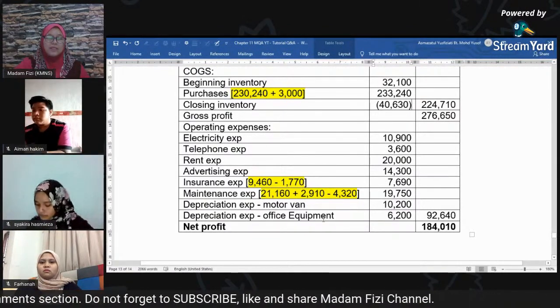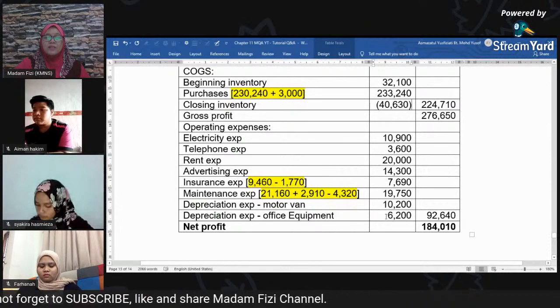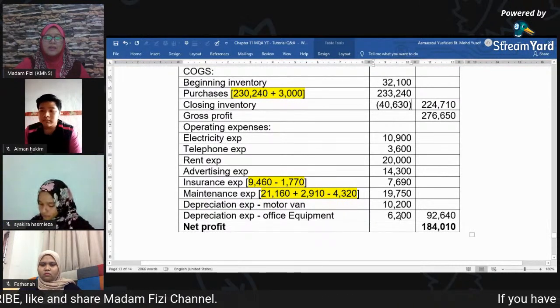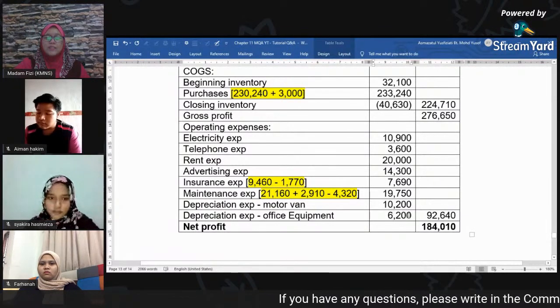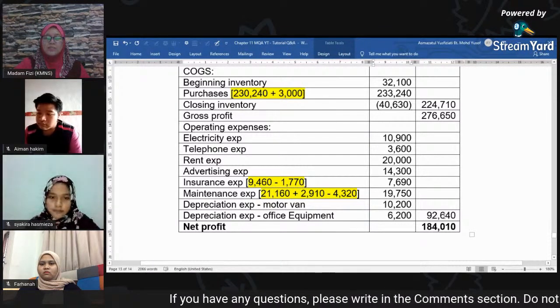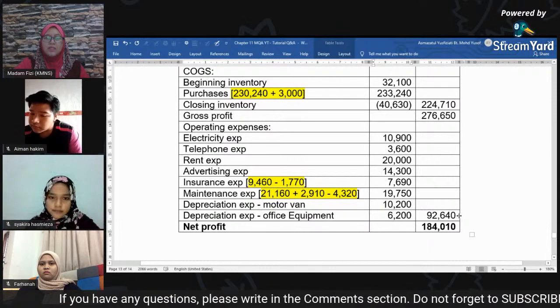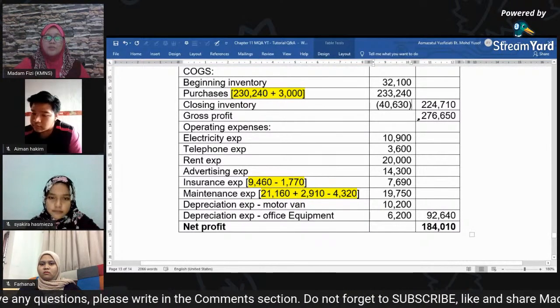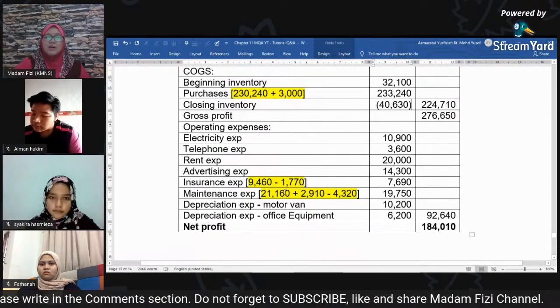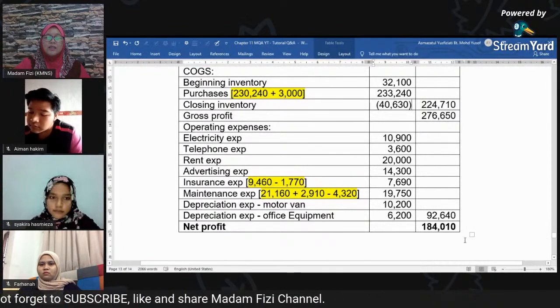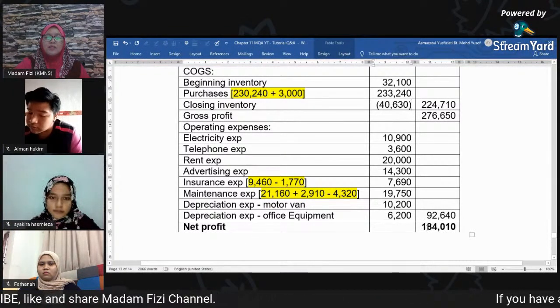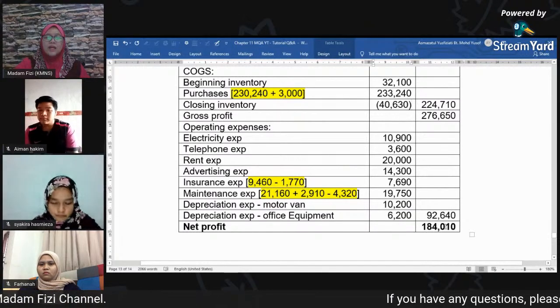equipment is 10%. So you get 6,200. Okay, so total for operating expenses is 92,640. So gross profit minus operating expenses, then you gain the net profit 184,010.